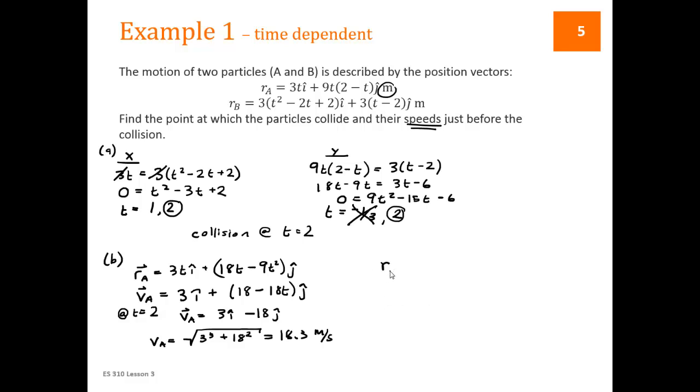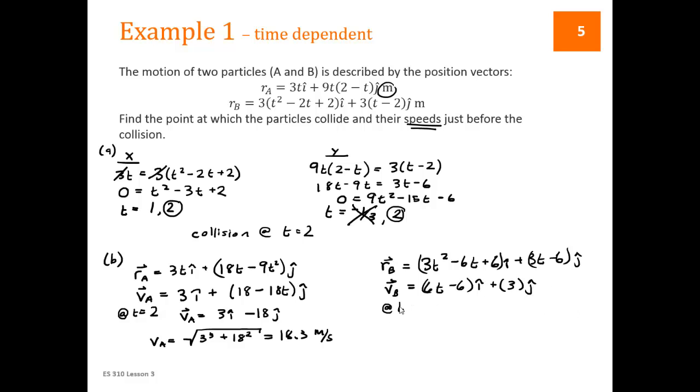Right, do the same thing for RB. RB is multiplied out: 3t squared minus 6t plus 6 i hat. That's the first part. Plus 3t minus 6 j hat. Alright, let's take the derivative of that. We get 6t minus 6 i hat plus 3 j hat.